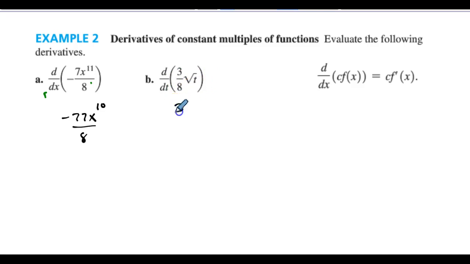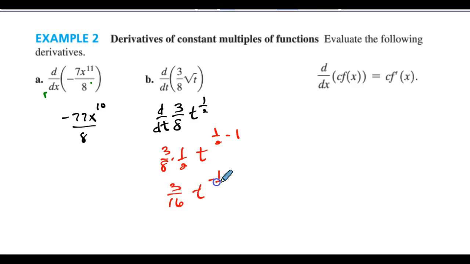So when you have a radical, it's sometimes helpful to rewrite it as an exponent. So I haven't taken the derivative yet, so let's do so. It's going to be 3/8 times the 1/2 t to the 1/2 minus 1. Well, that's just 3/16 t to the negative 1/2.